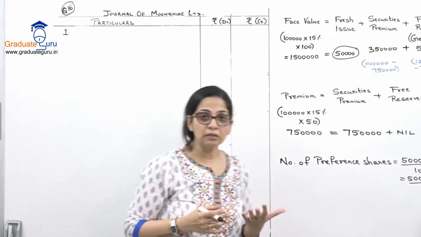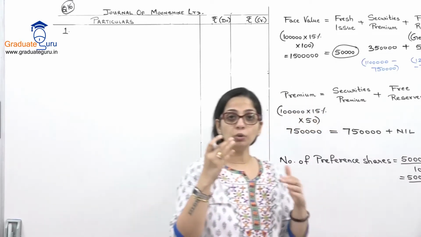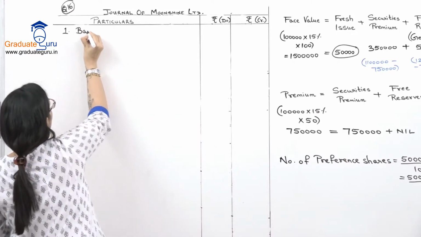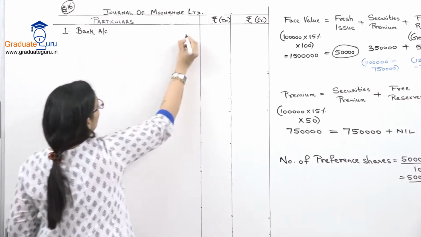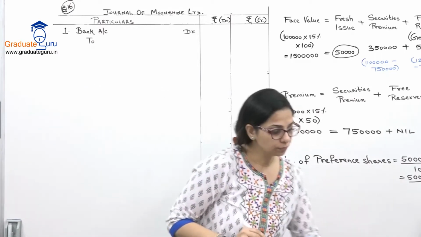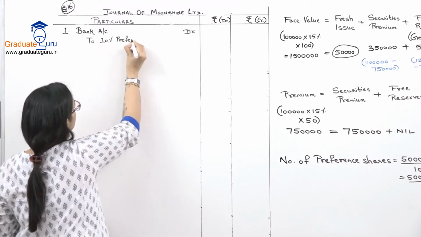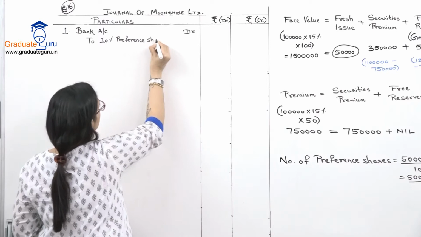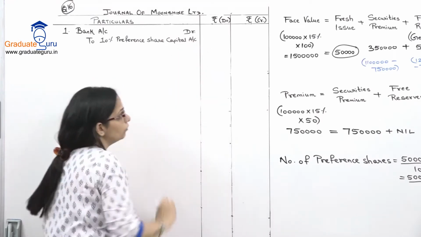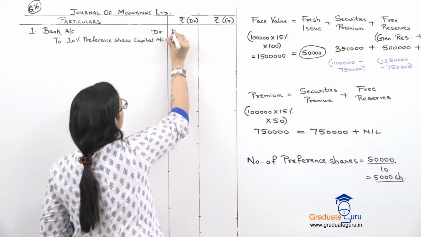Here there are multiple things. There is fresh issue. There is also sale of investments. So before we go to our buyback entries, we'll pass those two entries. So first is my preference share issue. We will get money from the preference shareholders. So bank account debit to 10% preference share capital account. Where is the amount? This is my fresh issue which we have calculated, 50,000.